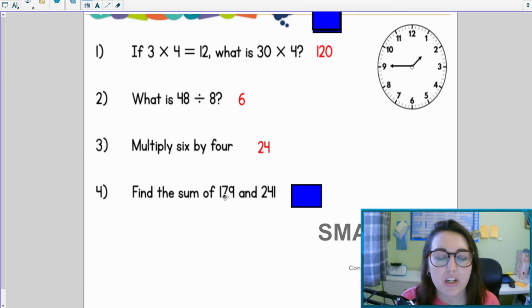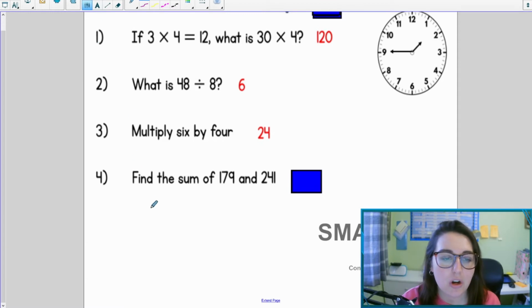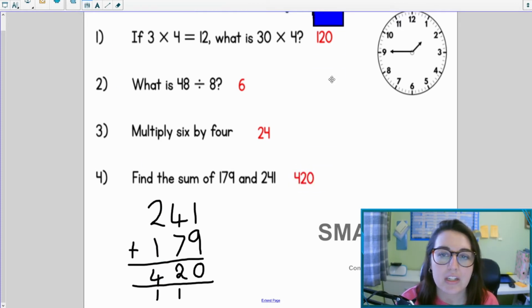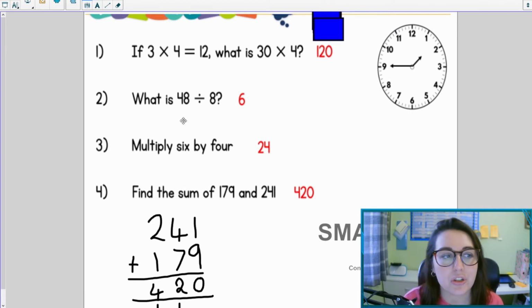And find the sum of 179 and 241. Now, some of you may have done your column method for this. So 241, add 179, that's the sum. Well, 1 add 9 is 10, so we've got 0 and then exchange the 10 ones. 4 tens add 7 tens is 11 tens, add the extra 10 is 12 tens. So 2 here and then exchange that 10 tens for 100. 200 add 100 is 300, add the extra 1 is 400. So the answer there is 420 and the time is 1:45.